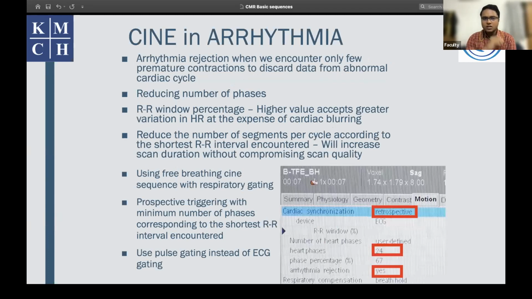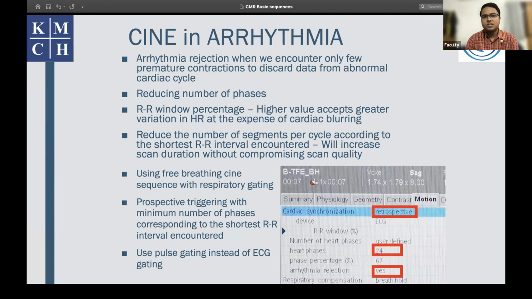Coming to cine imaging in arrhythmias. Arrhythmia is one thing that is very difficult to image, especially for cine sequences. We have even gone to the extent of canceling some studies because there was just too much arrhythmia for us to get any reasonable quality scan. So there are various steps for us to get good quality images when we have arrhythmias.